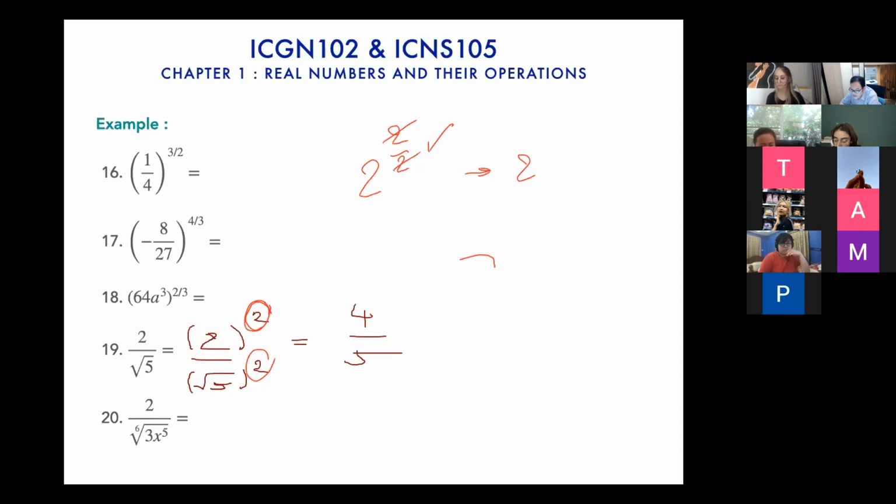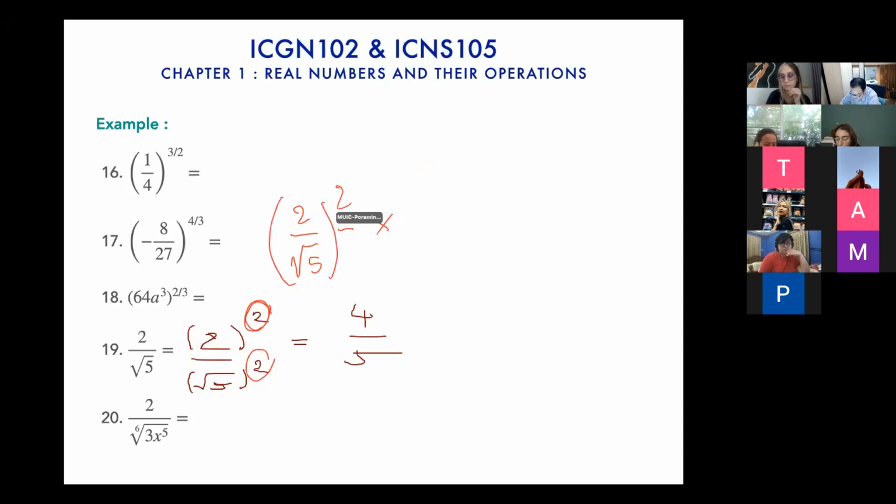But if you have an equation, for example 2 to the power of 2 over square root 5 equals x, in this one you have reasons to take the square on both sides. This one is acceptable because it's an equation, but for us this is not an equation, you cannot do it. Okay, understood, thank you. Okay, next.